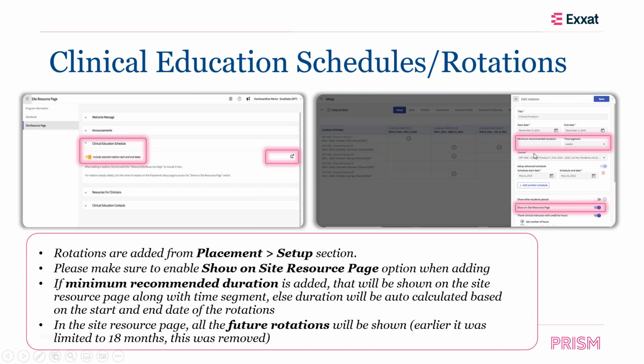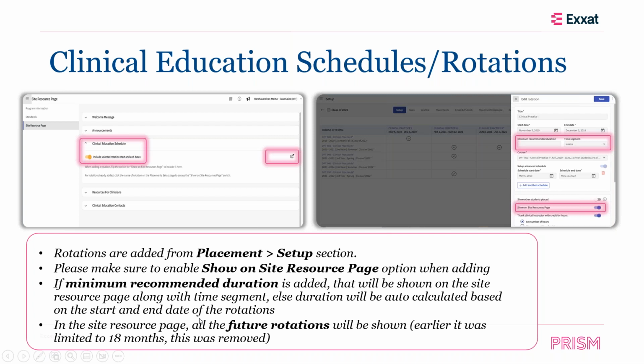If you don't enter this value at all, it's just based on the start date and end date, and then the time segment is weeks. The system would auto-calculate based on the start date and end date, take the time segment, and show the actual value or the actual time period. So this is how it would work.